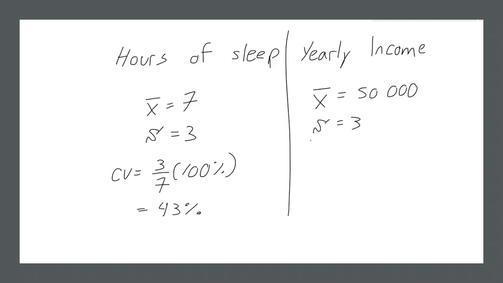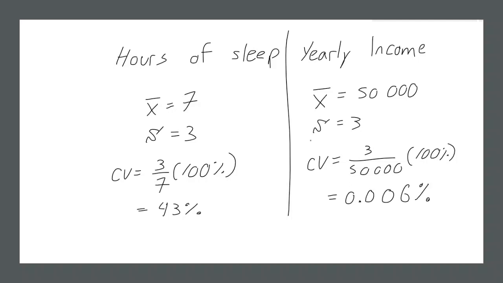Now what happens for yearly income? What's our coefficient of variation or percent standard deviation there? Well, it's going to be 3 over 50,000 times 100%. And what that gives us is 0.006%. If you were to round that to one decimal point, it's just 0.